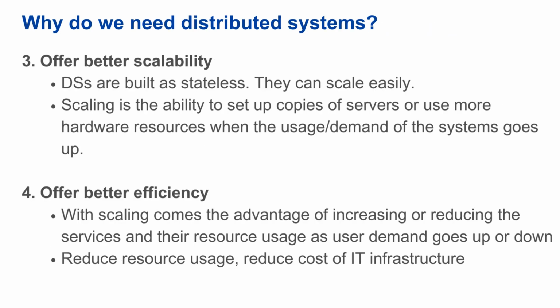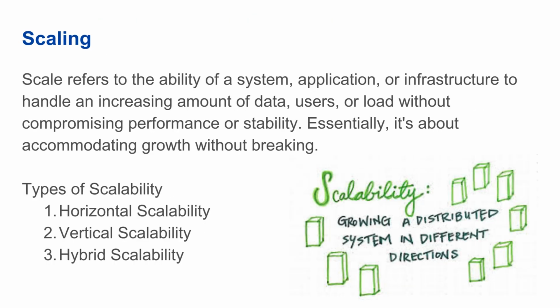Right. And also, when we design distributed systems, they are designed in a way that we can scale them easily, either scale up or scale down, meaning increasing or decreasing resources like memory, servers, and so on. With scaling, we get the benefit of better performance and better efficiency, and also the correct usage of IT resources. So we learned why we need distributed systems: for better availability, better scalability, better efficiency, and better durability.